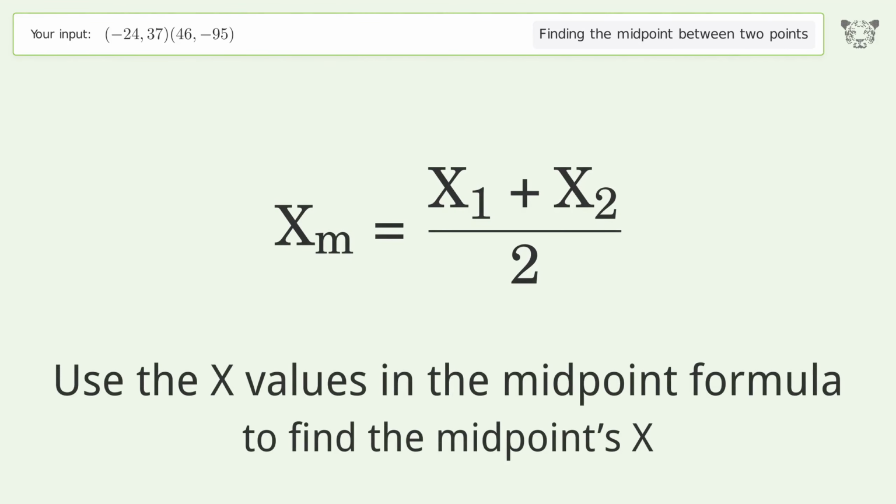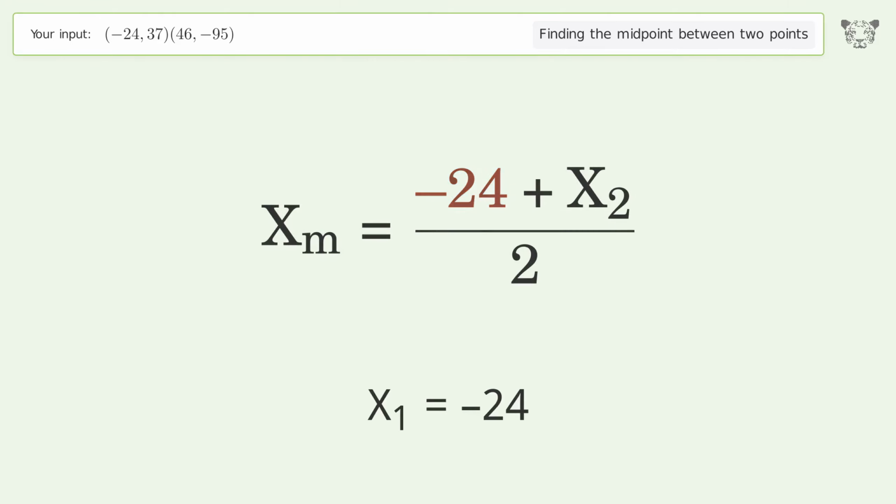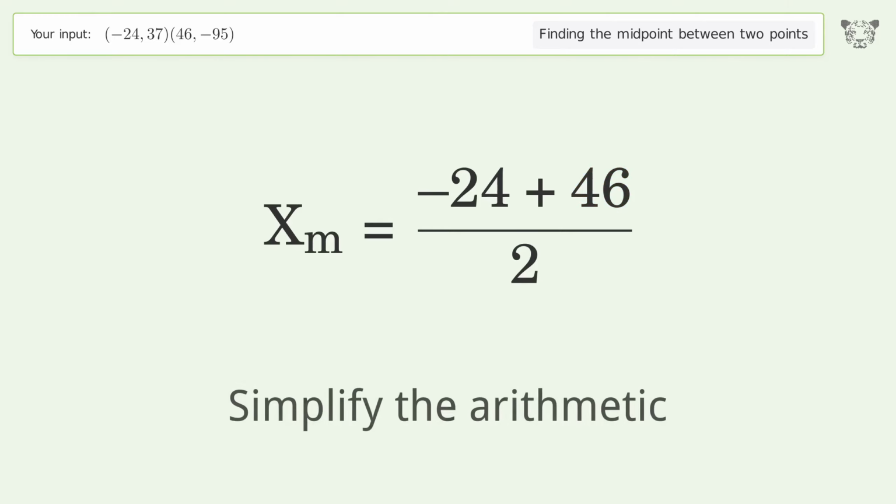Use the x values in the midpoint formula to find the midpoint's x. x1 equals -24. x2 equals 46. Simplify the arithmetic.